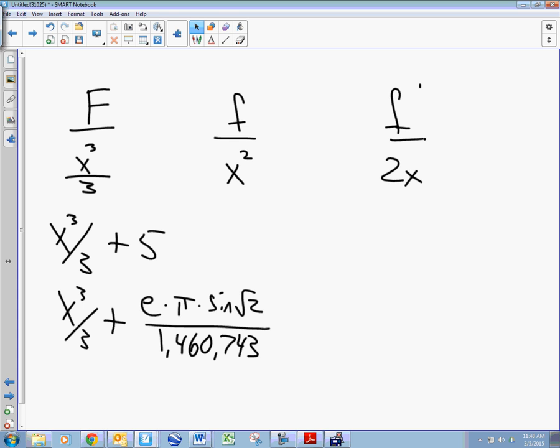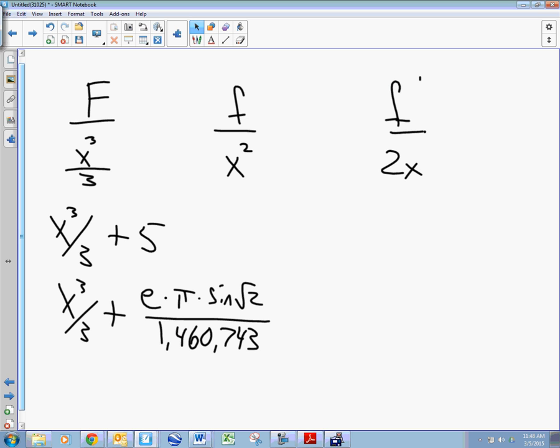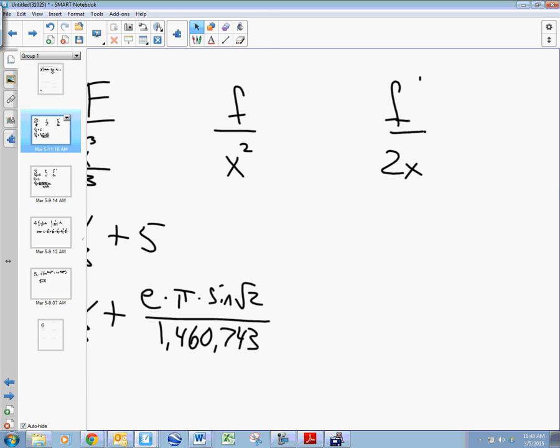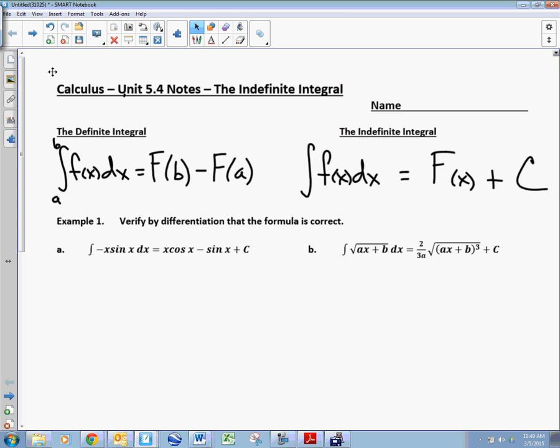Okay, we left off with this idea that if you take an antiderivative of x squared, you could get x to the third over 3. But you can also get x to the third over 3 plus any constant, because when we take the derivative of a constant, you get 0. So that's why for our indefinite integrals, when we take the antiderivative, we attach the c on the end. Okay?